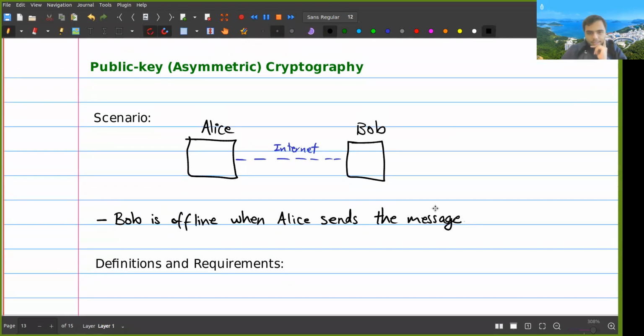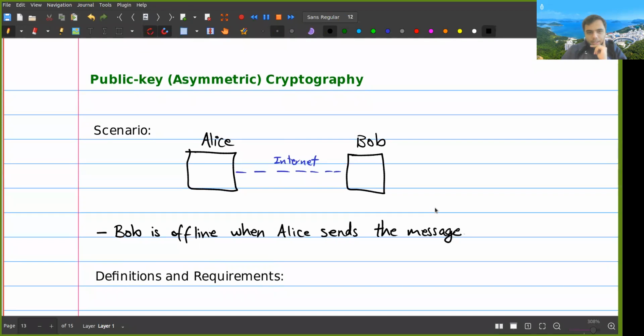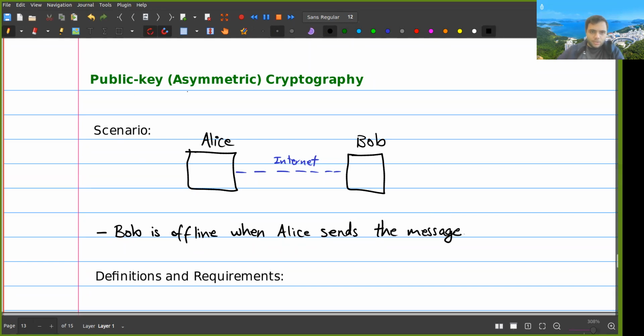So in this case, what we want to do is that we want Alice to be able to encrypt the message and send this message to Bob. And of course, this message goes over the internet. So we want to make sure that no one other than Bob can decrypt the message. And the way that we do this is what's called public key cryptography or asymmetric cryptography.